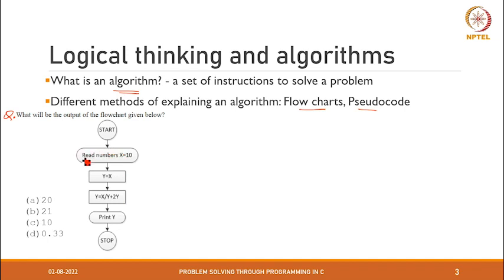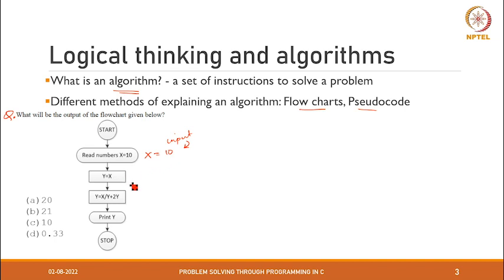Then the next thing is read number x equal to 10. For input or output, this shape is used. It's basically kind of a cylinder with hemispheres mounted. So it's read number x equal to 10. You are inputting a number, giving this as an input to the computer, that x is equal to 10. Some variable x has a value of 10.